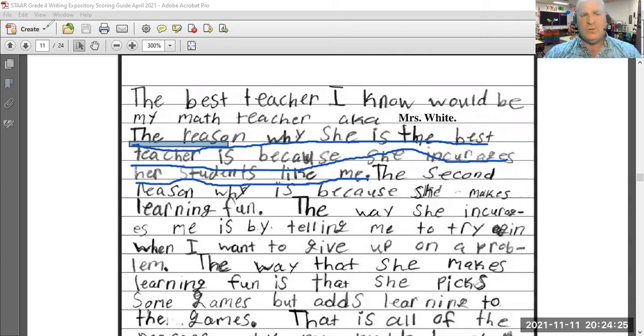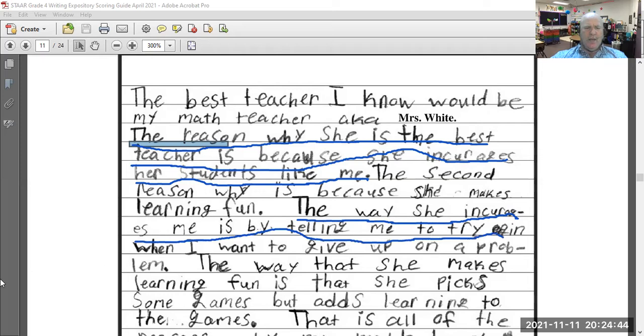I could use the straight line, I suppose, but now, if I erase that next sentence and just start explaining, that takes away a little bit of the formula. What's the example? She encourages me by telling me to try again when I want to give up on a problem. Okay?